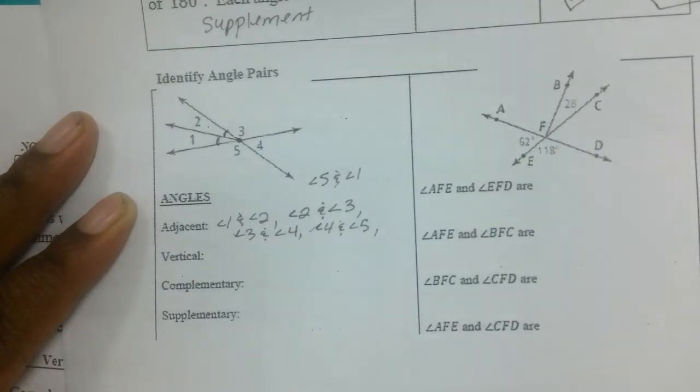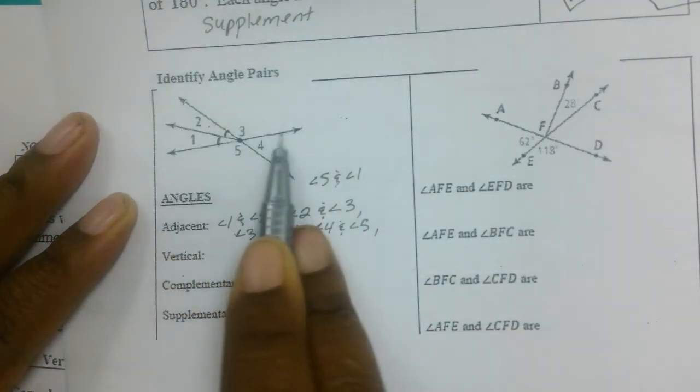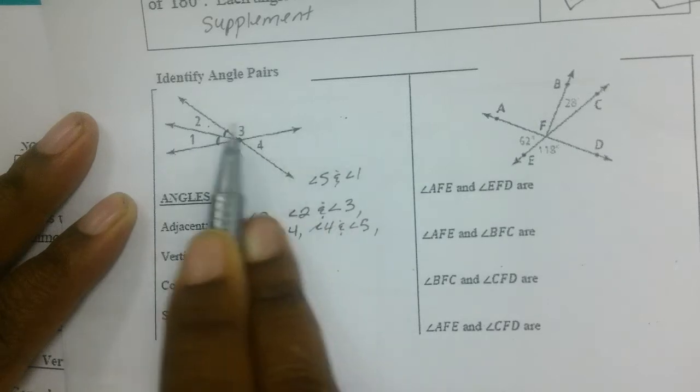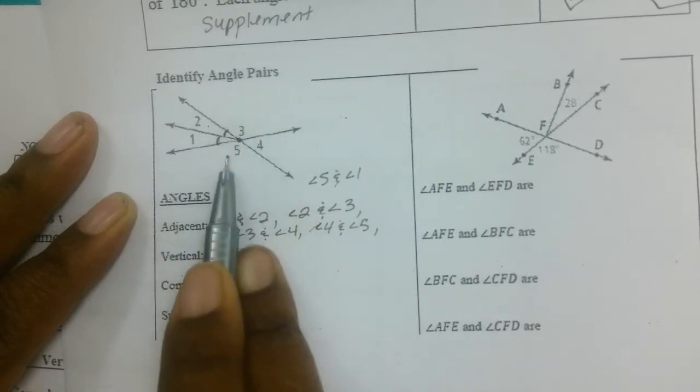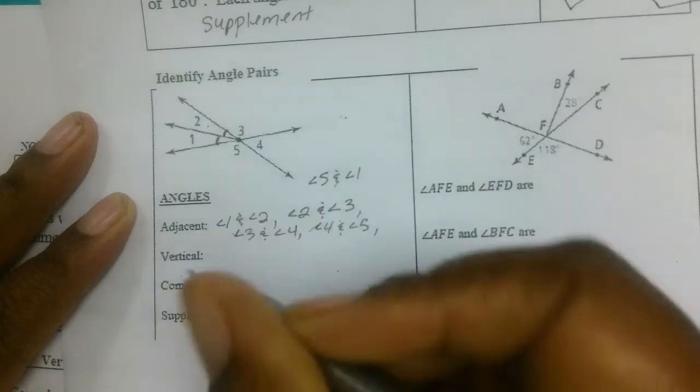Vertical angles. So again, with vertical angles, I need to have opposite rays. So I need to look for lines. So I have a line here, and I also have a line here. So these two lines intersecting, making that X. Angle 3 and angle 5, these are vertical angles.